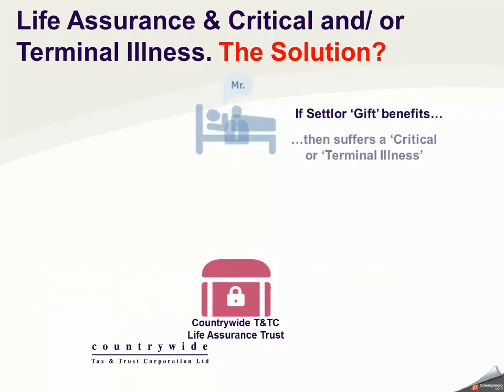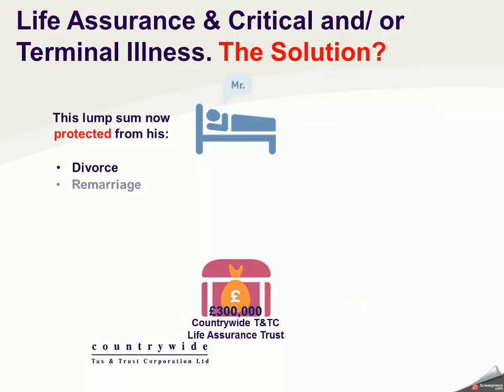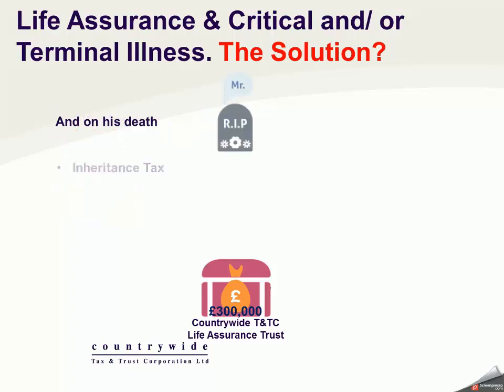so they make their own decision. But if the settlor decides to gift those benefits, i.e. he doesn't retain any of them, so a critical illness or terminal illness pays out, the lump sum pays to the trust, it's protected from his circumstances, and of course that includes inheritance tax.